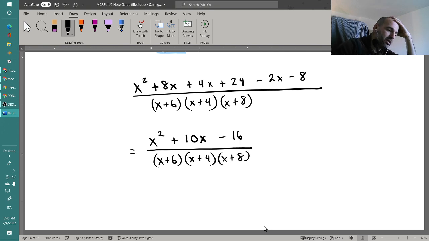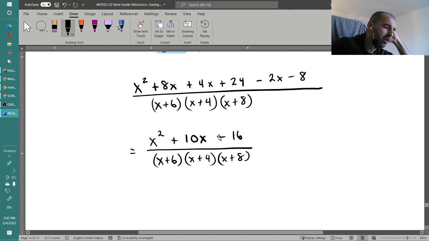This is now done. Oh, don't forget about restrictions. I think I forgot restrictions in the previous question, but try not to forget the restrictions. We can also see if the numerator factors here. So 16 is 8 and 2, right? But it's negative, so I don't believe it's going to factor, okay? So that's not gonna work out.